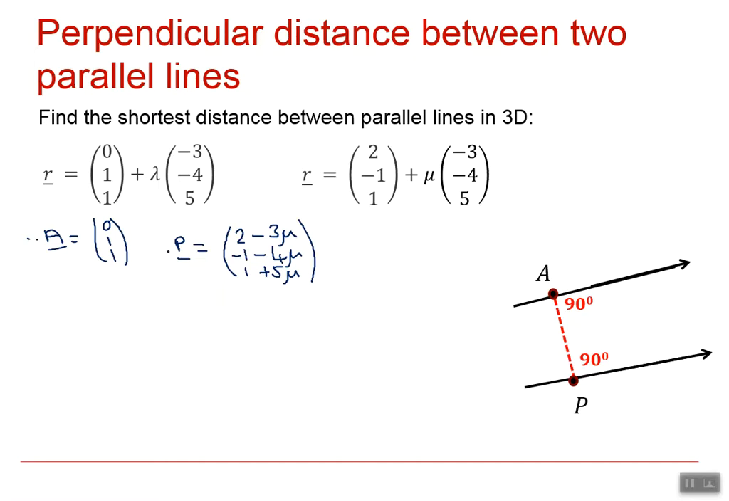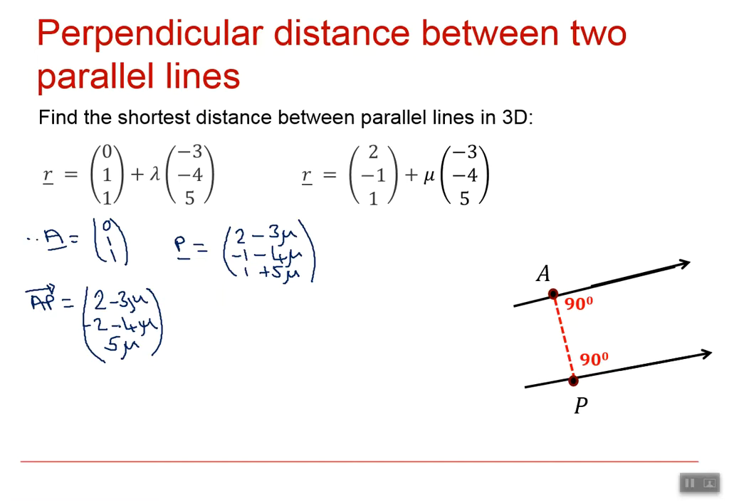What we're going to need to do now is find this vector AP, and then use the dot product to make it perpendicular to the lines that we have. So AP is going to be P minus A, so 2 minus 3 mu, minus 1 minus 4 mu minus 2, and 1 plus 5 mu minus 1, so that's just going to be 5 mu.